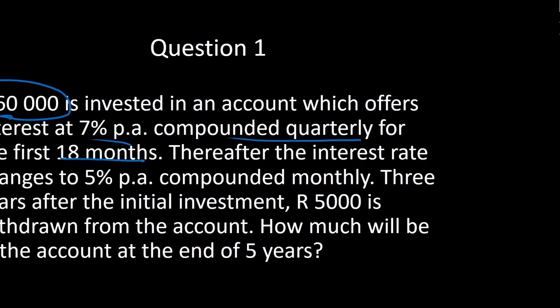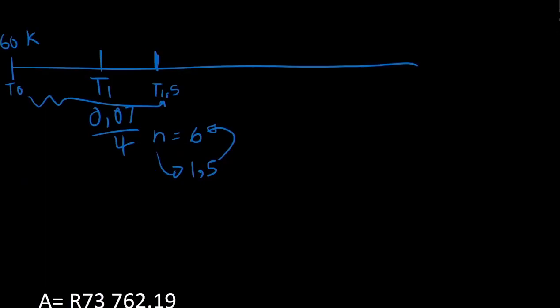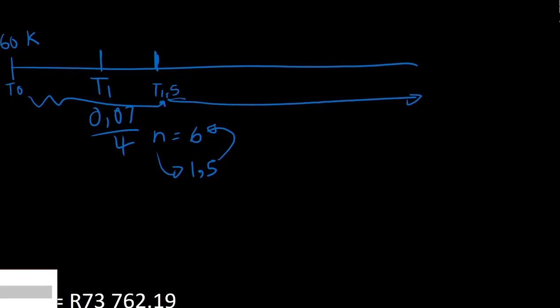Thereafter, so after the first year and a half, the interest rate changes to 5% per annum compounded monthly. So let's just deal with that now. So now the interest rate is changing to 5% per annum, compounded monthly. From this point onwards, we don't know for how long, we're going to carry on reading just now. The interest rate is changing, so I'm going to use a different color to show this new interest rate. What is the new interest rate now? It's 5% compounded monthly, so now 0.05 divided by 12.